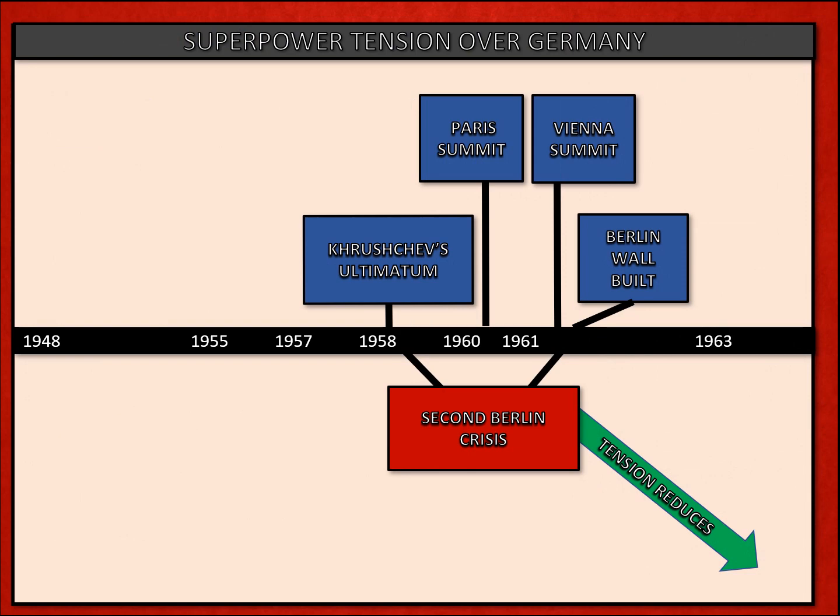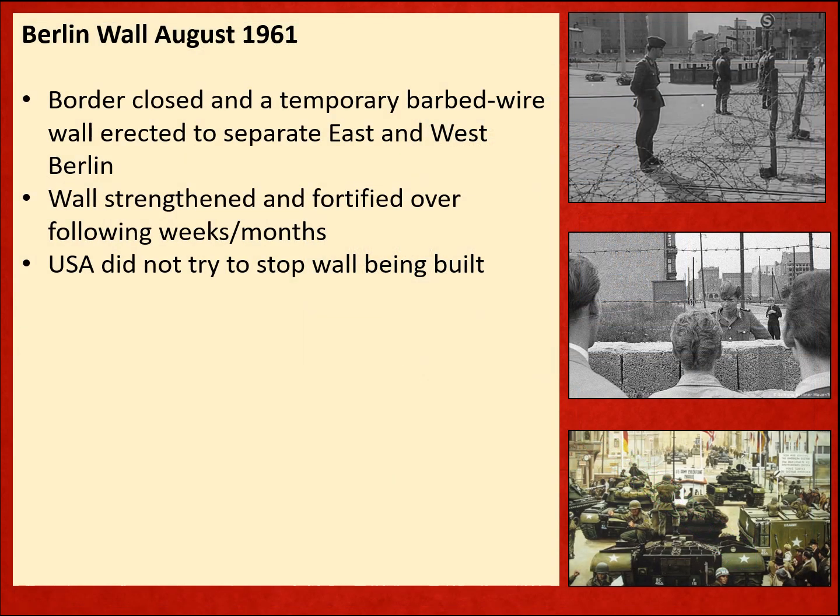So let's look next at the building of the Berlin Wall in August 1961 to see how this crisis came to a head. So in August 1961, without any warning in advance, the Soviet forces in East Berlin closed the border with West Berlin, and a temporary barrier was put in place. Now, despite protests from the West, there was no direct American intervention. They did not attempt to stop this from happening. And in the days and weeks that followed, while the wall was strengthened, there was no intervention from America. They allowed this to happen.